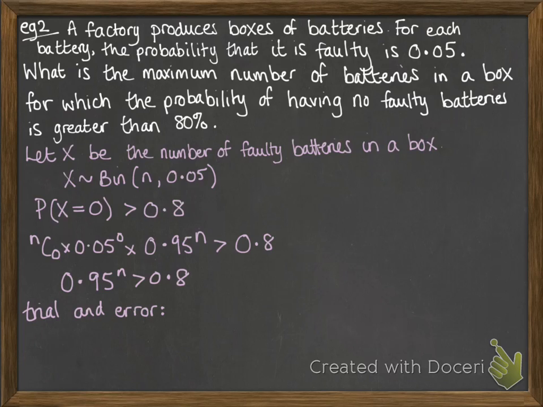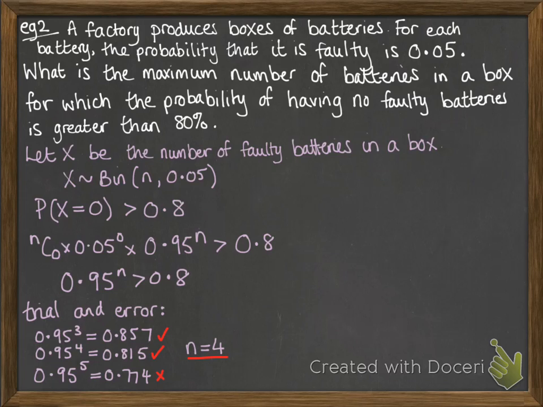So we can do a bit of trial and error of what n could be. So we can try out n is 3, try out n is 4. Both of them are staying above 0.8. We can try out n is 5. That one then takes us below 0.8. So n has to be 4.